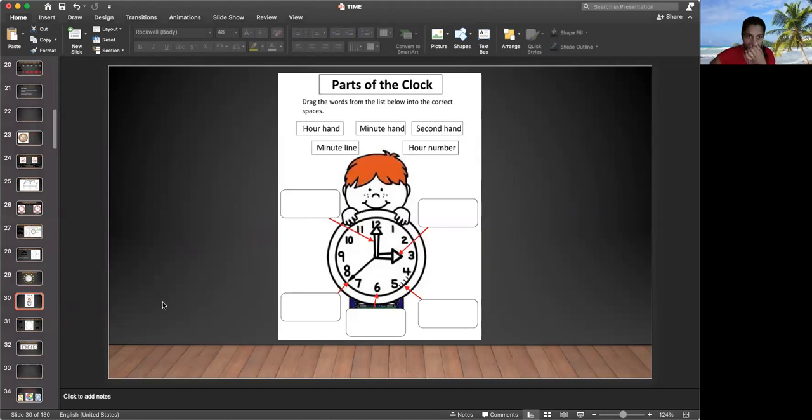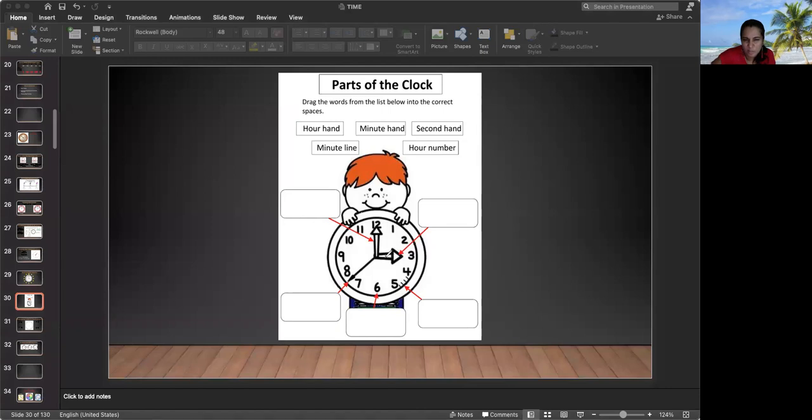Okay, matching. In other words, these are parts of the clock. Which is the hour hand? The hour hand is obviously the smallest, the shortest hand here. This is the hour hand. Which is the minute hand? The minute hand is the longest. Usually, most clocks will have this too. So this is your minute hand. And which is the second hand? There is one more here, which will be moving all the time. This is your seconds hand.